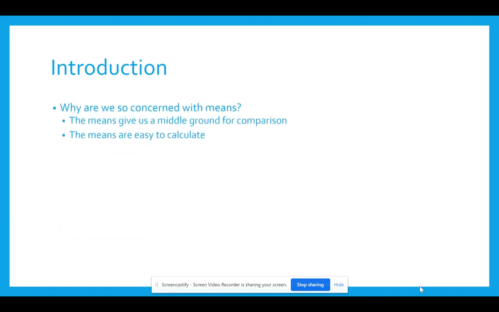Why do we care? Why are we so concerned about the means? Well, remember, the means are a measure of center, and so they give us a way to begin to compare the different samples or the different groups. Again, the mean includes all of the data values, and that's why we focus on the means. The means are also reasonably easy to calculate. If you had to do it by hand, you just add them all up and divide by the total number that you have. But we also have calculators and computers. Even a cell phone could do it for you. So they're very easy to calculate.